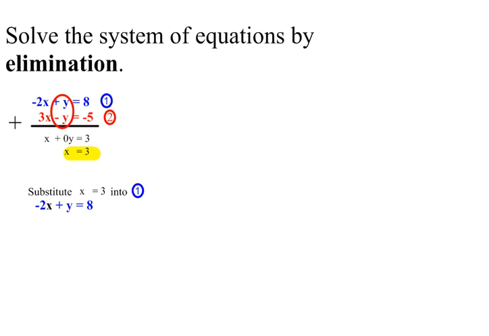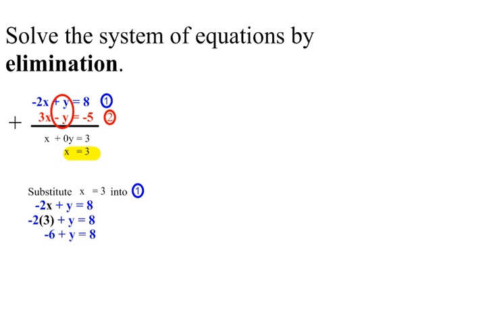So now I have minus 2x plus y equals 8. That was our original equation. Now here we had x. I know that x is equal to 3. We just found that. So I'm going to substitute the x with 3. Okay, so I replace that x with 3. Now I have minus 6. Okay, minus 2 times 3 is minus 6. Plus y is equal to 8.